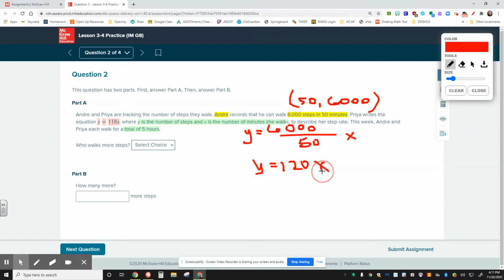By understanding that constant rate, what we recognize is that Andre actually walks faster than Priya. So you can use those 2 equations. You can figure out what that is, total of 5 hours. If we're talking about 5 hours, remember that x is the total number of minutes. Keep that in mind, that's minutes. So we have to do 5 times 60 because we're talking about the total number of minutes per hour if they're walking for an hour. So pay attention to those pieces.